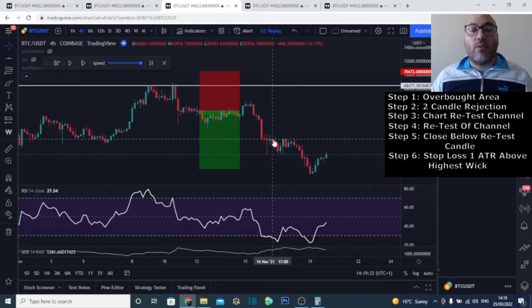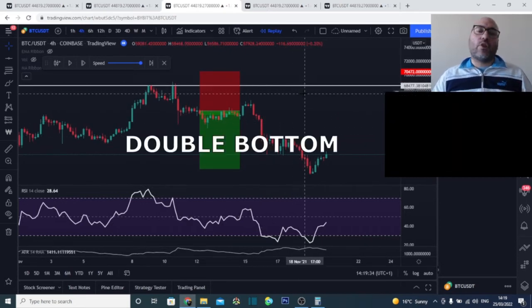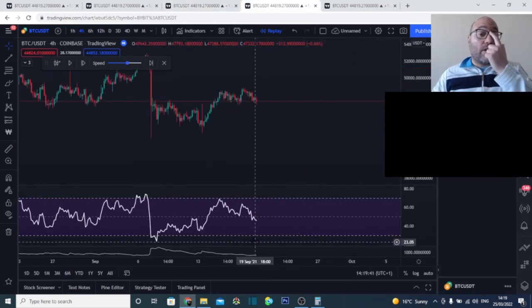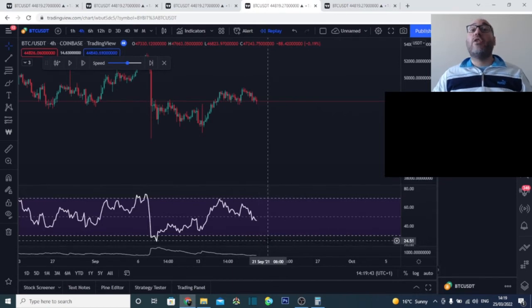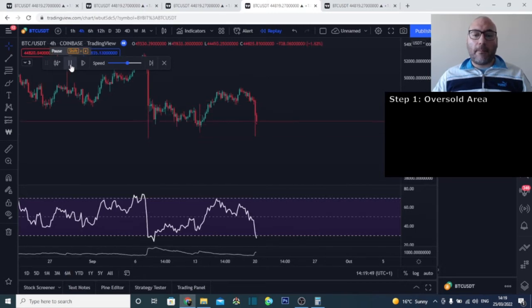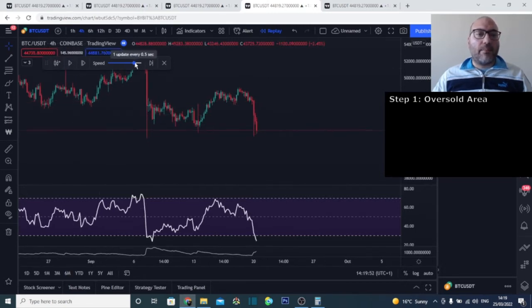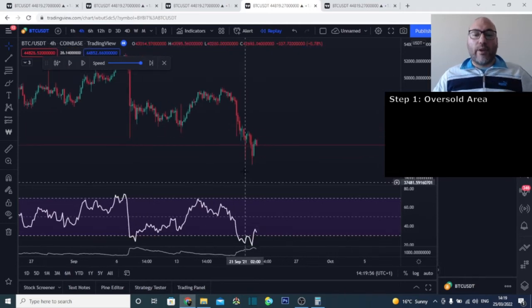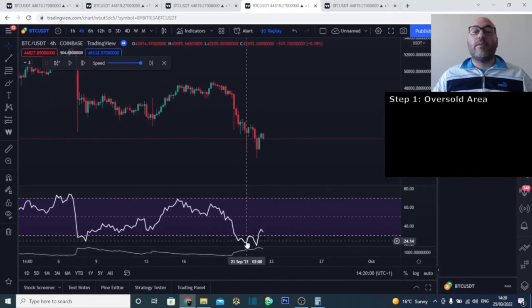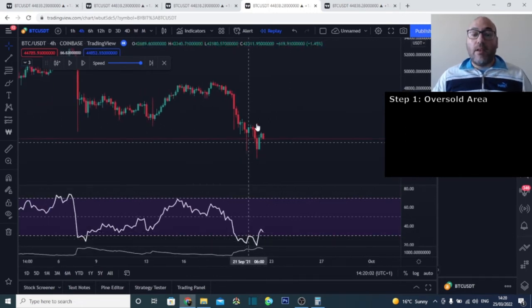So now we're gonna move to the double tops, which are the exact same type of trade, but the mirror image of it, the opposite. So we're gonna search for a price in the oversold area this time. Let me speed up the speed. Okay, so we got our candle in the oversold area.